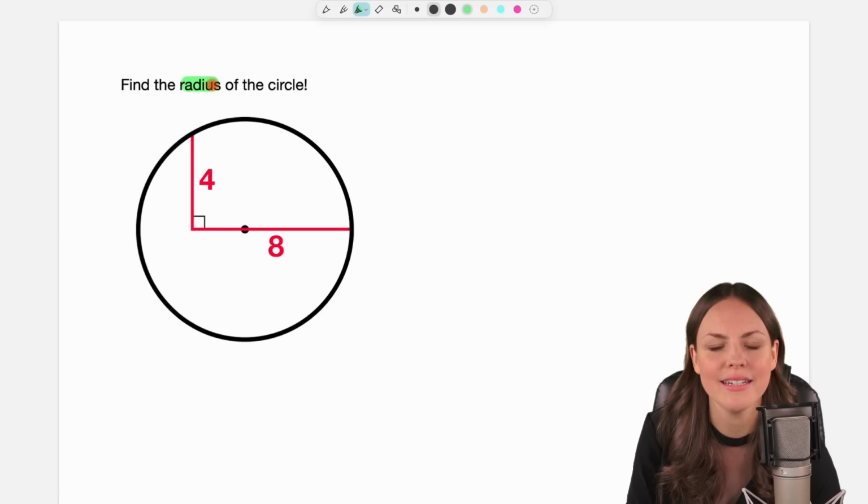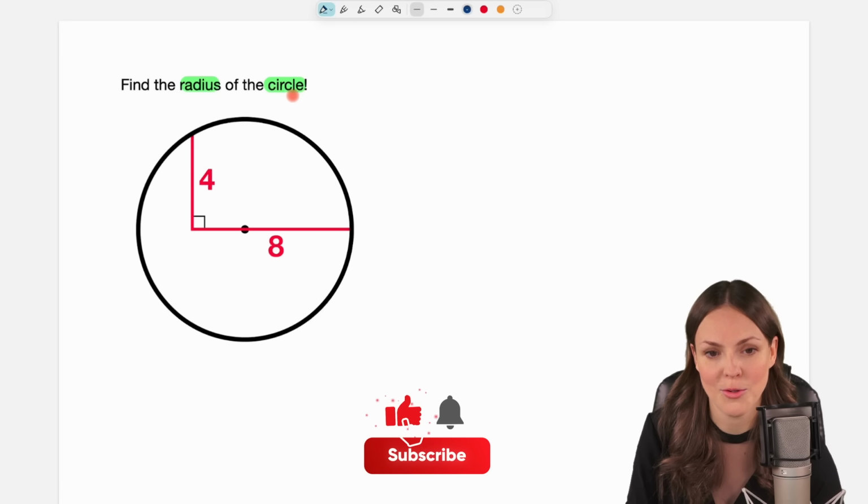Today I want to show you how to solve this problem where we have to find the radius of the circle. We have our circle here. We are given the length of this part here that goes through the center of the circle. We are given the length of this part here, and they tell us that we have a right angle here. And we have to find the radius of the circle.